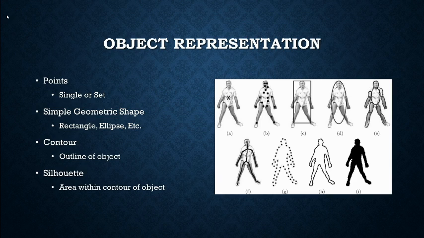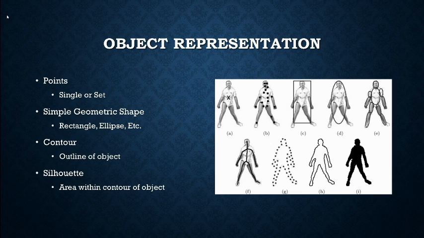And then the last typical way you can represent an object is through its entire shape. You take the outline and everything within it, and that's what we call a silhouette, and that's what it represents. And these are all the different ways you can represent the shape of an object.